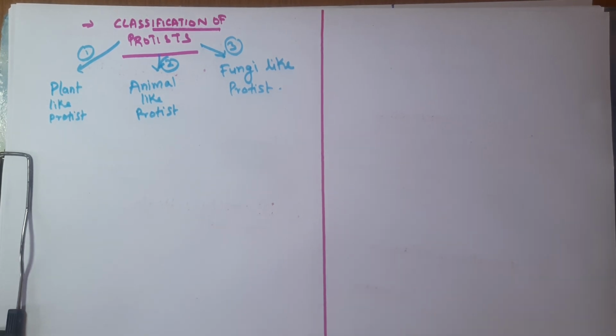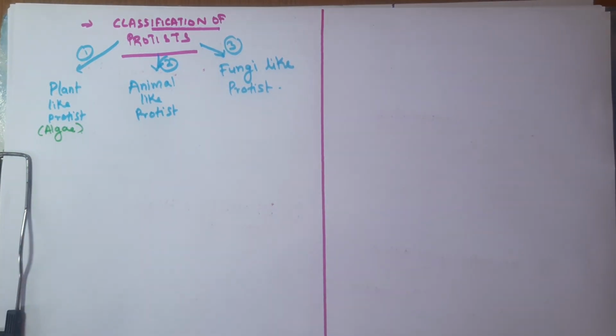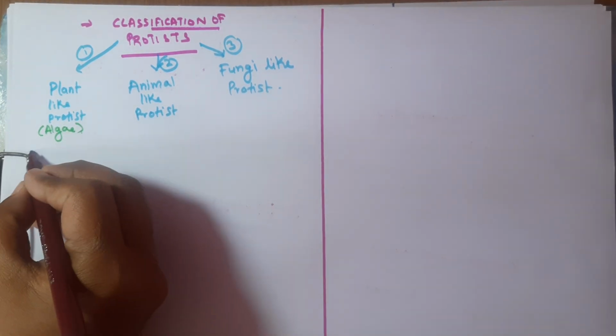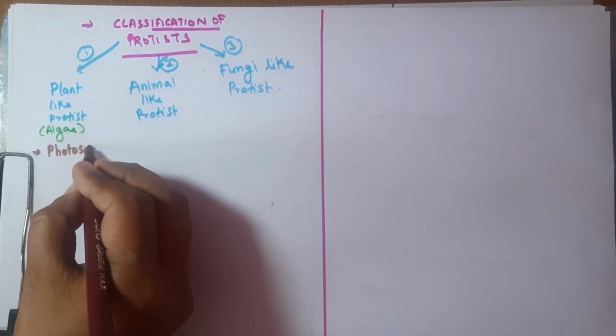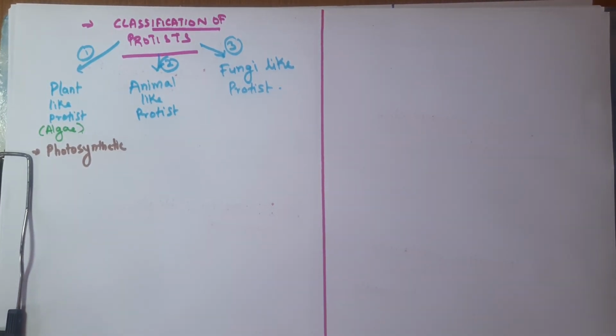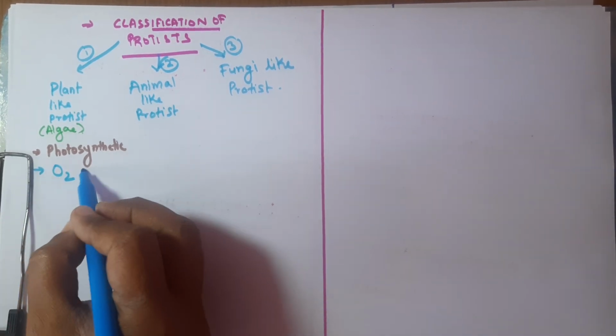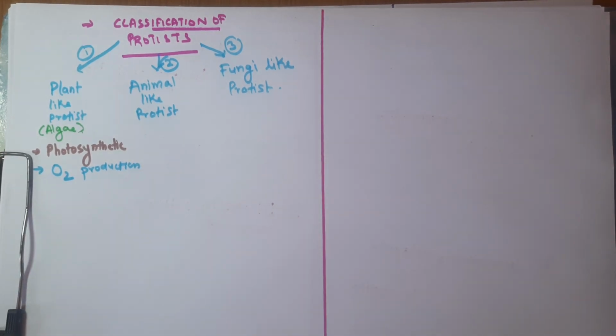The example is the algae. It's a protist. So these include plant-like protists, the photosynthetic protists. The plant, we all know, has the capability to produce its own food through the process of photosynthesis. So those protists that exhibit photosynthesis are included in plant-like protists. They contribute to the oxygen production, and they form the base for the aquatic food chains.